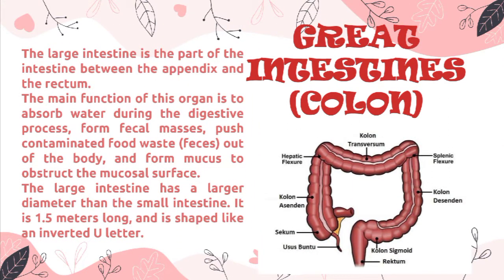Okay, next. Large intestine. Colon. The large intestine is the part of the intestine between the appendix and the rectum. The main function of this organ is to absorb water during the digestive process from fecal masses, expel waste and feces out of the body, and secrete mucus to protect the mucosal surface. The large intestine has a larger diameter than the small intestine. It is 1.5 meters long and is shaped like an inverted U.